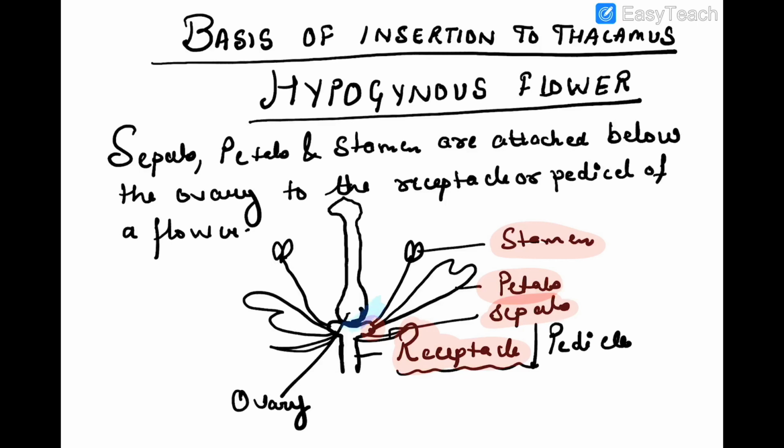Ovary insertion is here. As you can see, I will show you. The ovary is inserted here, which I have drawn in blue. This is the point of ovary insertion. But all the parts are attached to the receptacle, inserted below the ovary. So this type of flower, in which all parts are inserted below the ovary, is said to be a hypogynous flower, and here the ovary is said to be superior. So a superior ovary is present here.